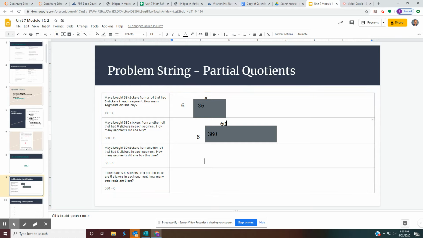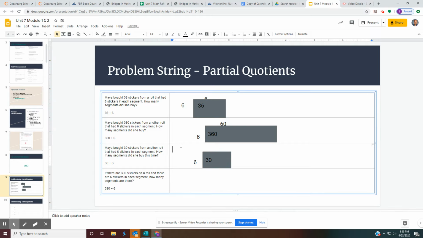The next one says we have 30 stickers, and we have 6 segments. So what if, let's say, we didn't know what 30 divided by 6 was, but we did know what 36 divided by 6 was. So again, we would divide this problem by 6. Move that down to the bottom. And how would I figure this out?